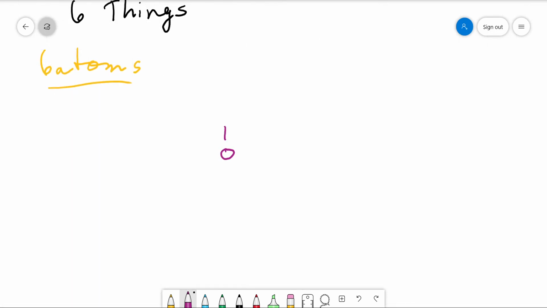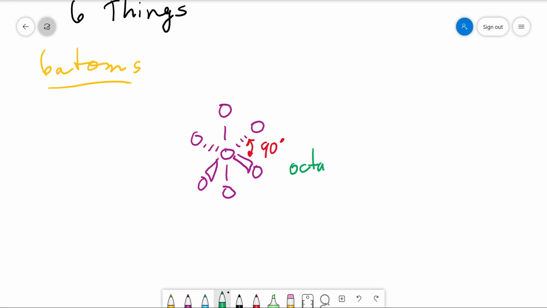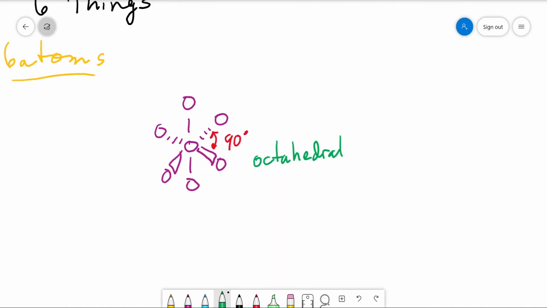So 1, 2, 3, 4, 5, and 6. And hopefully you remember the name of the shape and the bond angle. All of these are equivalent. There's no equatorial or axial here. They're all exactly the same, and they are 90 degrees from each other. And they are all octahedral. Octahedral. And a good example of this would be SF6.